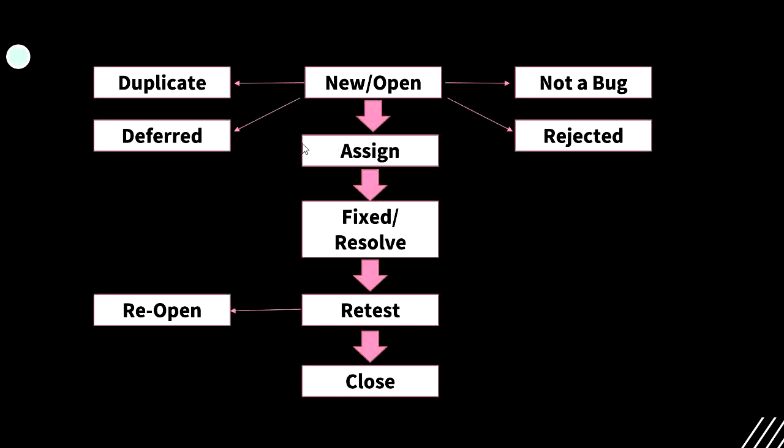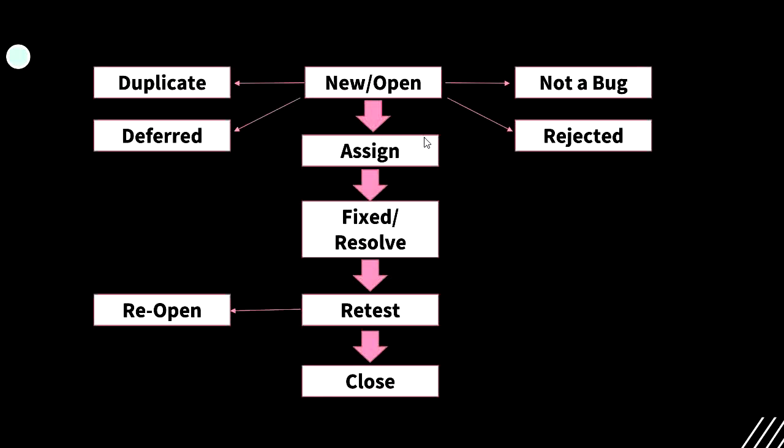Once you log a defect, then you will assign it. It can be you, or sometimes the technical lead will assign the particular defect to the developer. Once the developer has been assigned that defect, he will work on it, resolve it, and fix the defect. Once he fixes it, it will be reassigned to the tester who raised the defect. Now it's our responsibility to retest the defect and make sure that it is working fine or not. If it is working fine, we will close the defect.